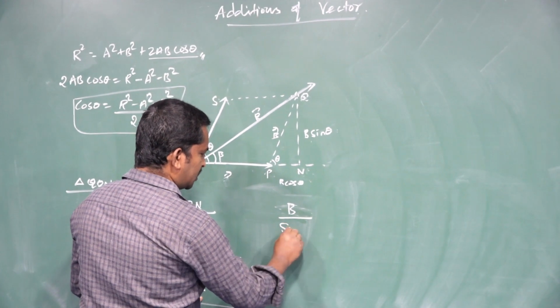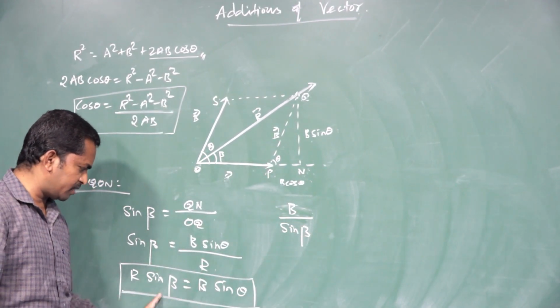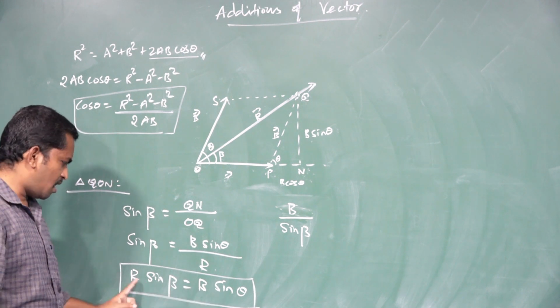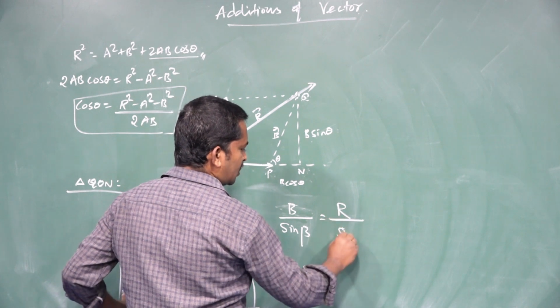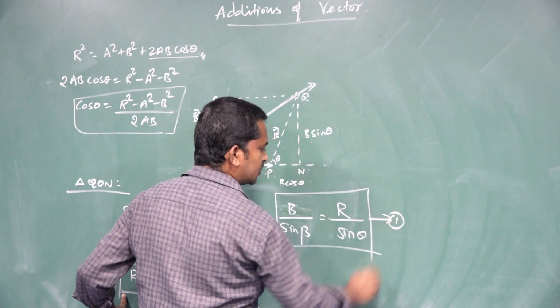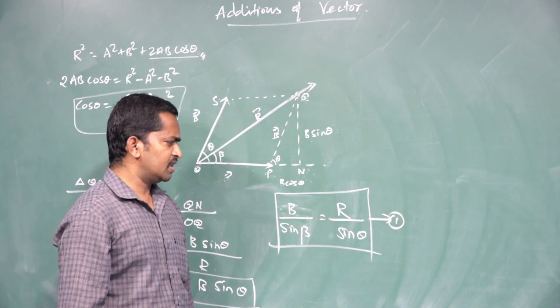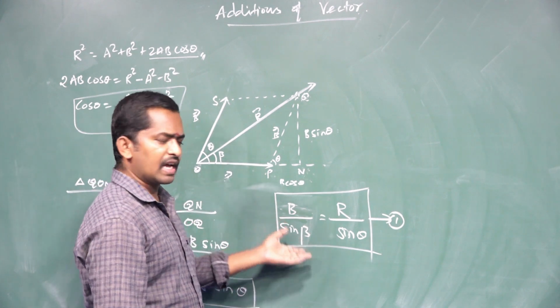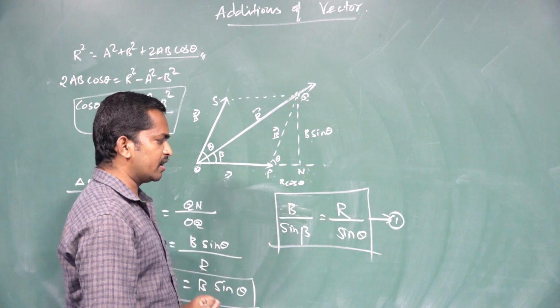B divided by sin beta. See, sin beta value is the denominator. B divided by sin beta is equal to r divided by sin theta, the resultant vector divided by sin theta. This is a very important one, equation number 1. So b divided by sin beta is equal to r divided by sin theta. This is based on measuring an angle, based on your exam.